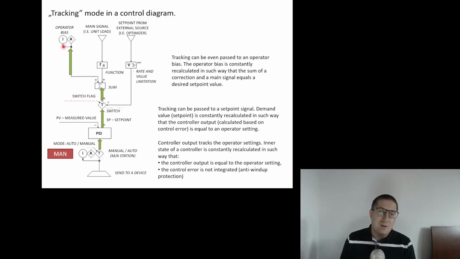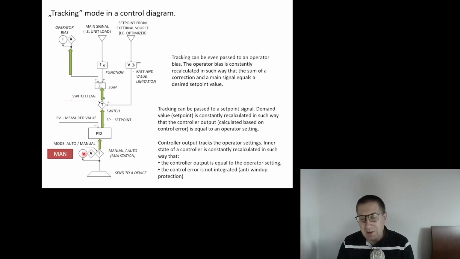We can send this tracking even higher, to the operator bias. In this case, the operator bias is recalculated in such a way that if we add this new operator bias value to the set point signal calculated based on some characteristic, based on some other important process parameters, we will have such a set point value that when we compare it with the measured value, the PID controller output is equal to the operator decision.